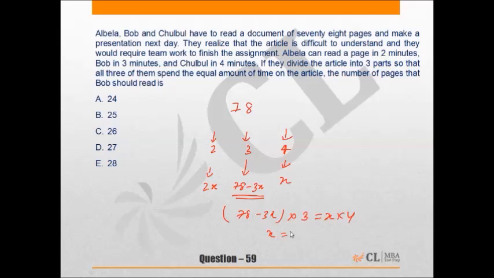From here we get x equals 18. So the number of pages read by Bob will be 78 minus 3 into 18, which is 24. Therefore option A is the correct answer.